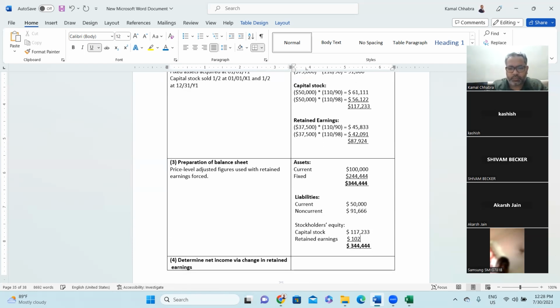So here will be 87,924. And then there would be, this is your retained earning, and then plus in the retained earning there would be an adjustment.